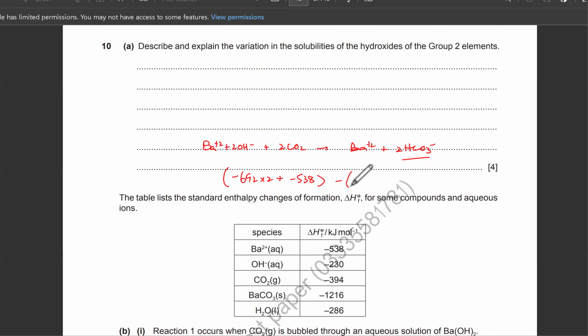And then minus the reactant. So it's barium again, that's minus 538. You've got 2 OH minus, that's minus 230 times 2. And then you've got 2 CO2s, which is minus 394 times 2. So minus 394. So quickly try and solve this one and you'll find the enthalpy change of this reaction. What are we getting?